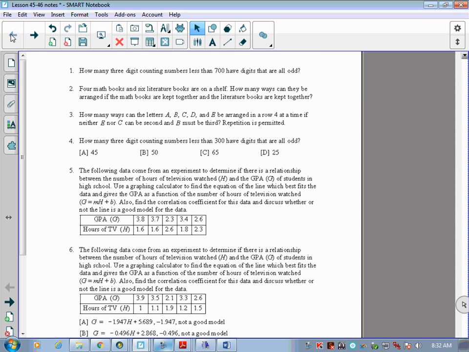Okay. Number 3, how many ways can the letters A, B, C, D, and E be arranged in a row of 4? Now, how many letters are there? There's 5, right? Be arranged in a row of 4 at a time if neither E nor C can be second and B must be third. Repetition is permitted. All right, so that gets into a lot of stuff, right? So you're going to hold on to this page. I'm going to go back over so we can draw this stuff out.